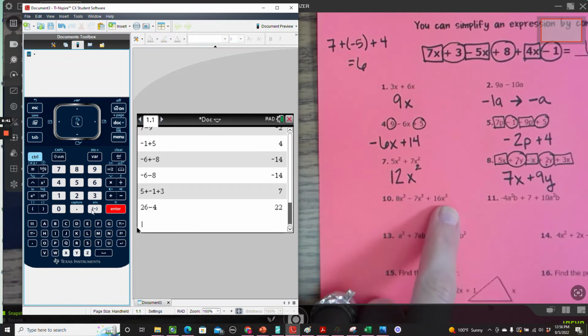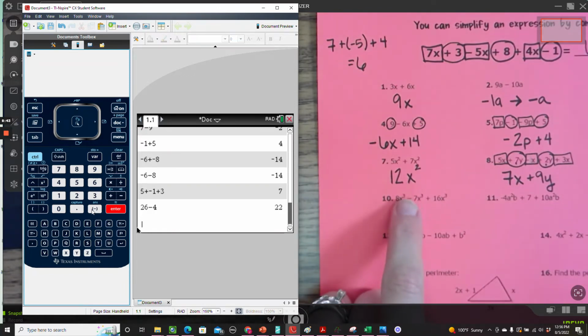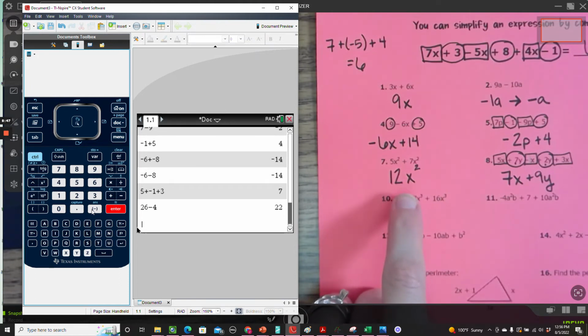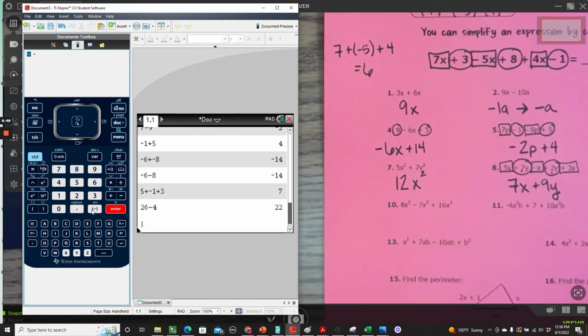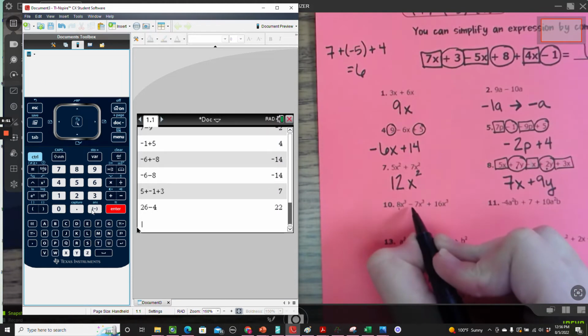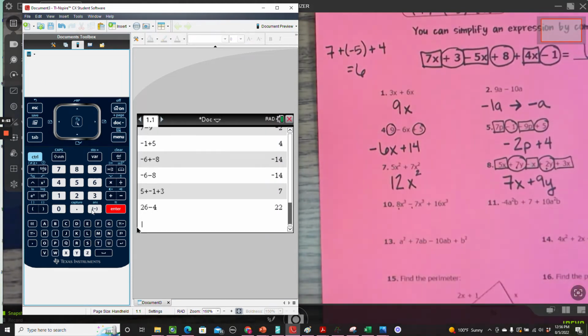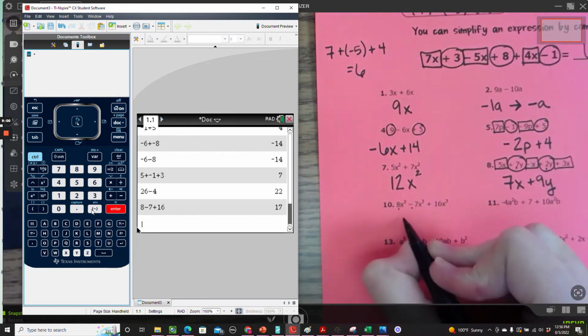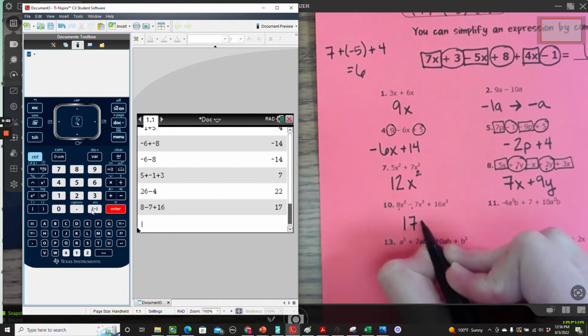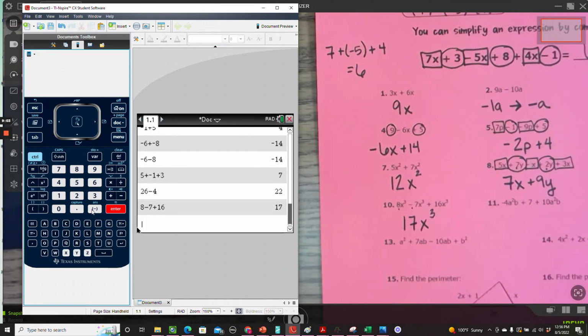All right, more exponents. So always check, letters are the same, x, x, and x. Make sure your exponents are the same, 3, 3, and 3. And then all I have to do, 8 minus 7 plus 16. In my calculator, I'm just typing the coefficients. So I get 17, tack the letter and its exponent onto the end.